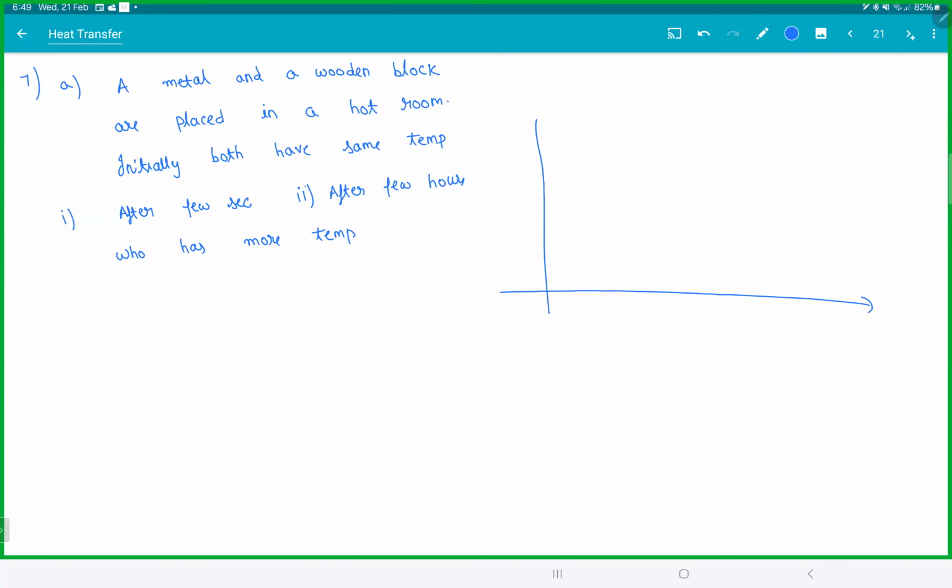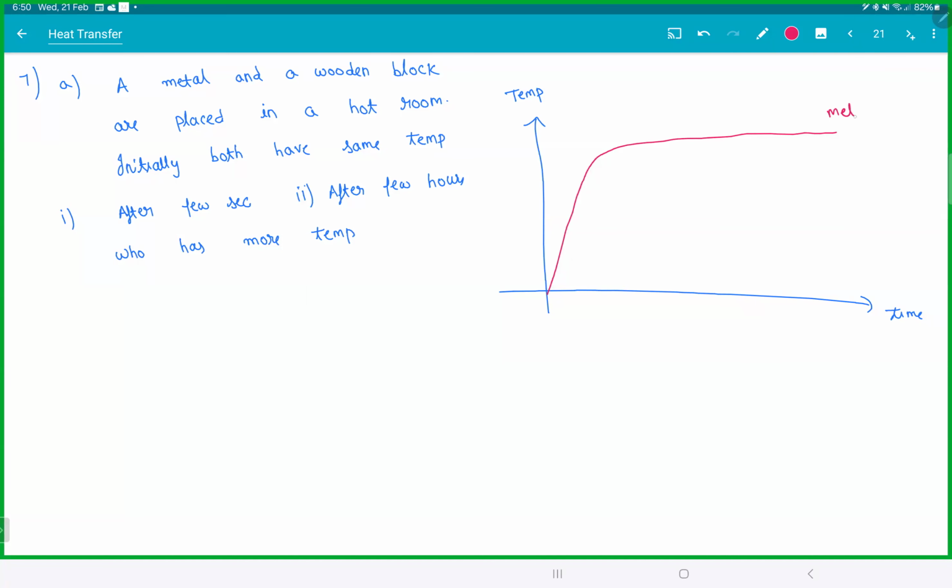Which of the following is the graph for temperatures? Temperature versus time. So just after a few seconds between metal and wood, who has more conductivity? Metal, right? So metal will take away the heat faster. So the metal's temperature will rise pretty fast. And then becomes constant. There is a limit, right? Your temperature can't be greater than the room.